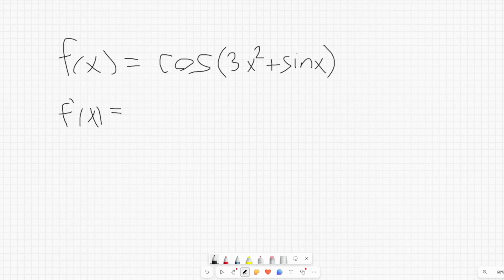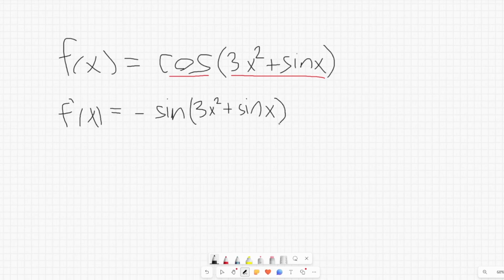So first we do the derivative of the outside, which is cos. Then we do the derivative of the inside. All right. So derivative of cos is negative sine. So negative sine, and then we keep the inside the same. 3x squared plus sine x, and then multiply by derivative of the inside. So derivative of 3x squared is 6x, and then derivative of sine x is cos x. So 6x plus cos x. All right, that's the derivative for this one.